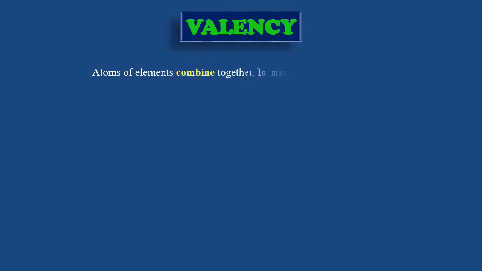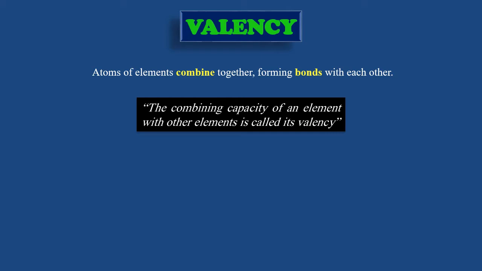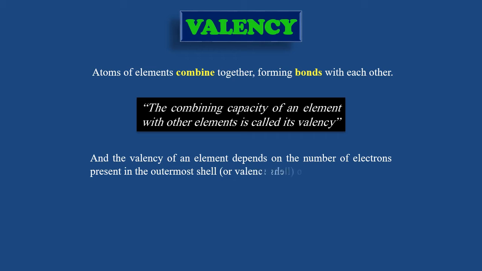Atoms of elements combine together, forming bonds with each other. And the combining capacity of an element with other elements is called its valency. यानी एक एलिमेंट की दूसरे एलिमेंट के साथ कंबाइन करने की सलाहियत या इस्तिताअत को वैलेंसी कहते हैं. And the valency of an element depends on the number of electrons present in the outermost shell or valence shell of its atoms.